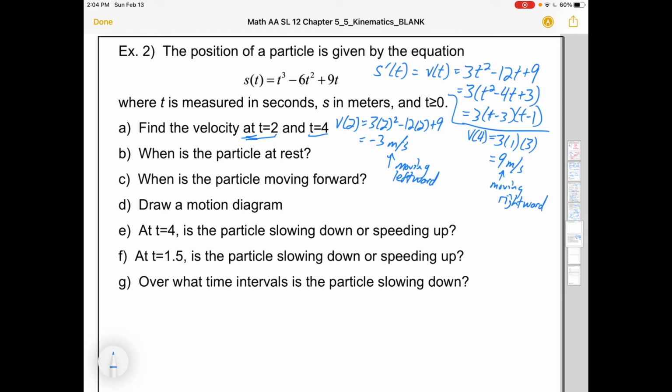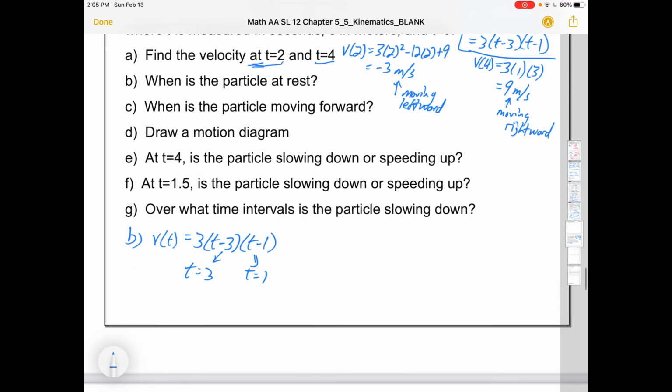When is the particle at rest? So the factored form actually really helps us see that. When is velocity going to be 0? It's going to be 0 at t equals 3 and t equals 1. When is the particle moving forward?